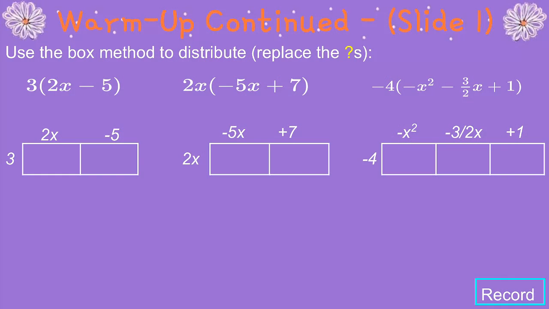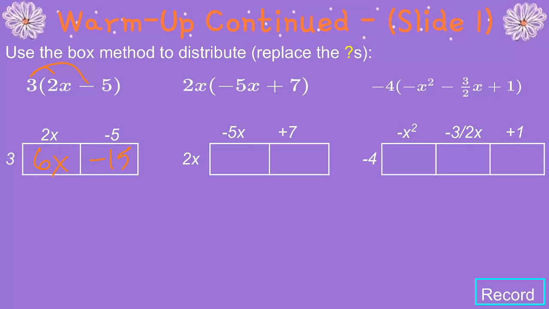All right, so we're recording again. So we're going to distribute the 3 to the 2x minus 5. So 3 times 2x, that's 6x. The 3 times the negative 5 is negative 15. So notice that if we distribute it here, it's going to be the same as the result inside the box here.